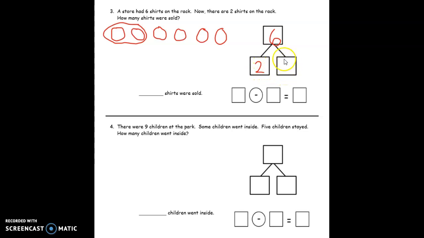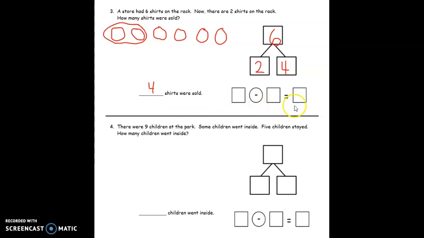How many did we sell? Let's count how many we did not circle. 1, 2, 3, 4. Go ahead and write a 4 in this box. This is called your part. Part, and total. Now how many shirts were sold? We just counted that. What did we count? Yes, 4.